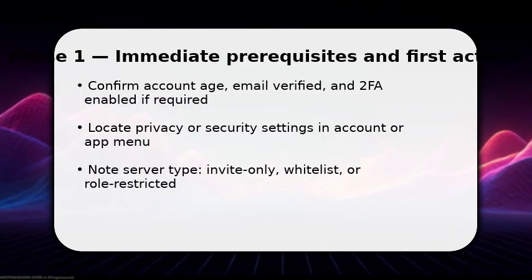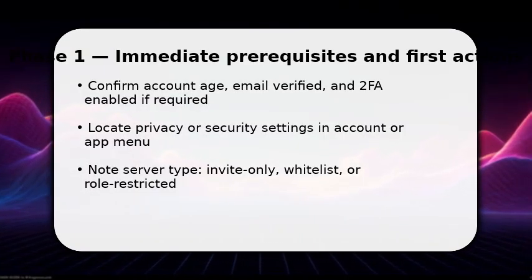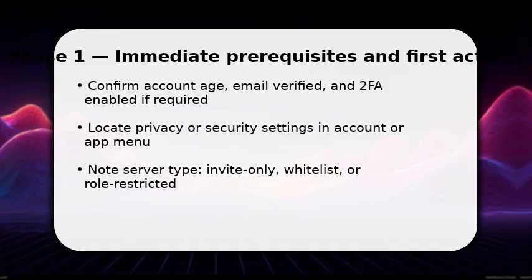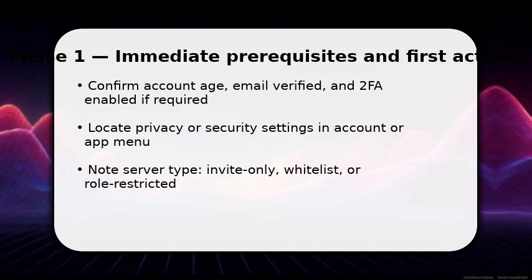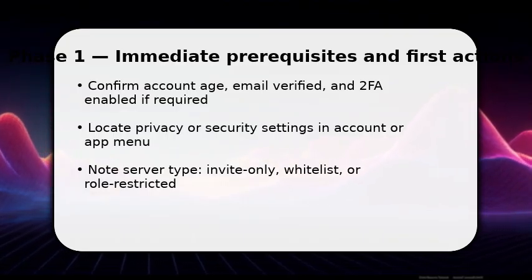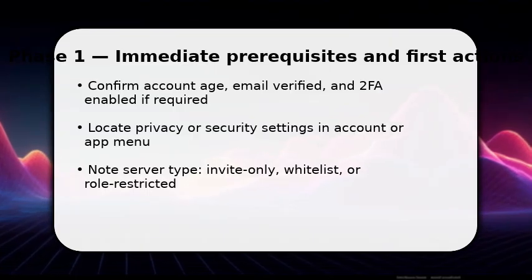You start by confirming prerequisites. Verify your email, enable two-factor authentication, and confirm your account meets any age or ownership rules. Once done, open the app's account or settings menu and go straight to privacy or security. This is where access controls live.